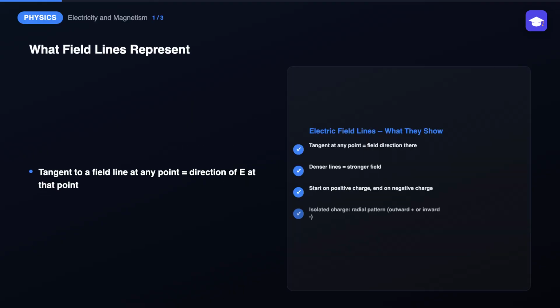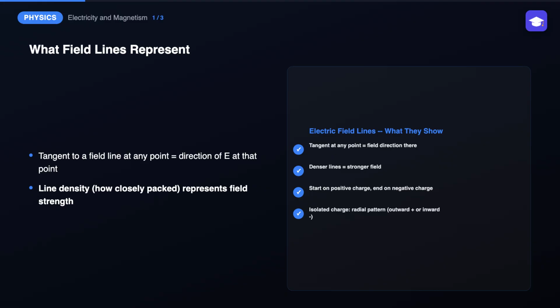Let's begin. Electric field lines are genuinely imaginary lines, drawn so that the tangent to the line at any point gives the direction of the electric field at that exact point, and the density of lines, how closely packed they are, genuinely represents the field's relative strength. Closely spaced lines mean a strong field, widely spaced lines mean a weak field.